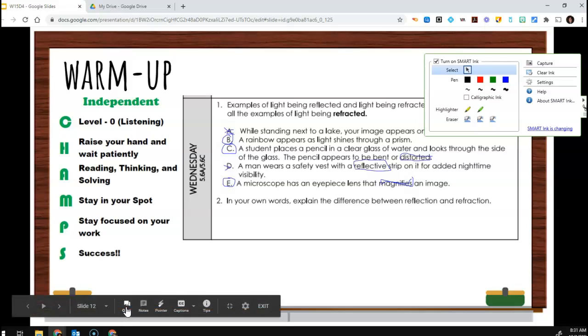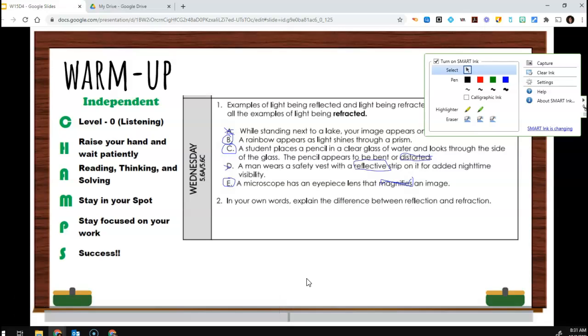Refraction is an image being distorted, and reflection is light bouncing back to you. You are correct. Did y'all get that? I'm not going to type it or write it because it won't let me. Refraction is an image being distorted. Reflection is an image or light being bounced back to you.